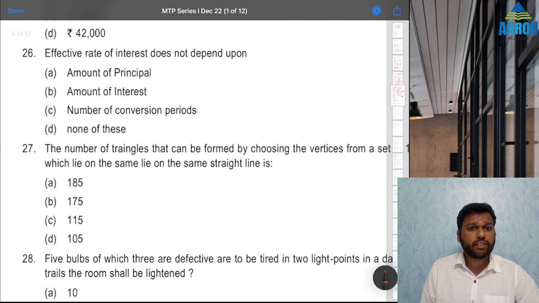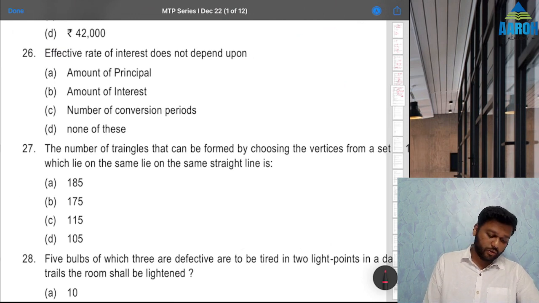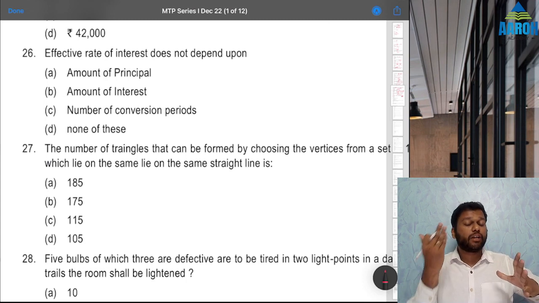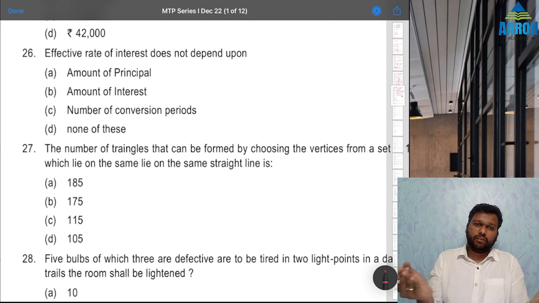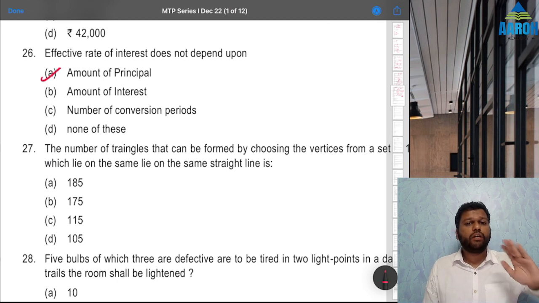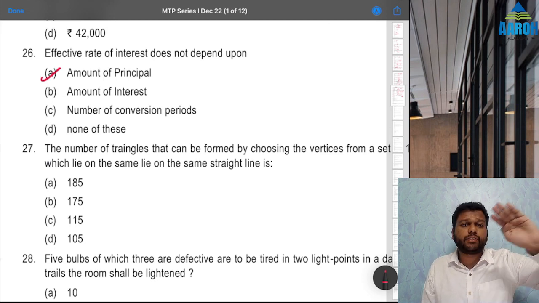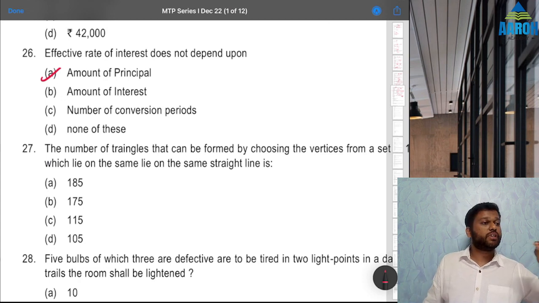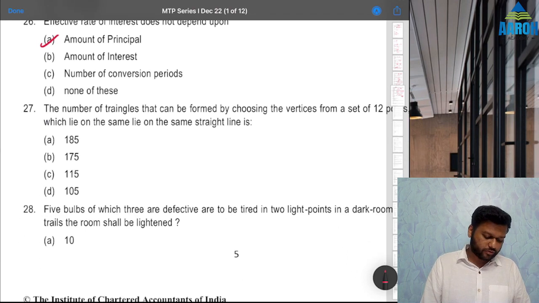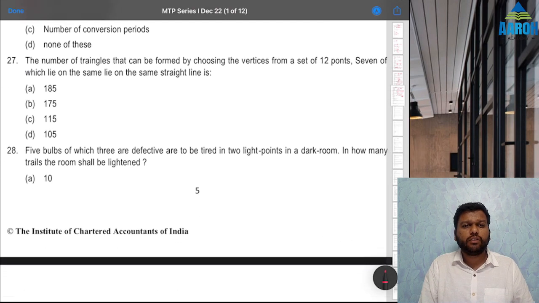Effective rate of interest does not depend upon principal. Now effective rate of interest is what? Converting compound interest rate to simple interest rate. Okay, so it has no relation to principal. We are just converting compound interest rate to simple interest so that the person with whom we are talking will understand how much he is going to get annually. That's it. Okay. Fine. TVM is over.